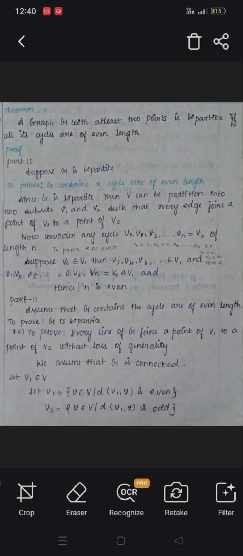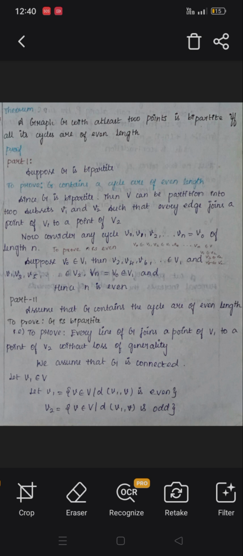To prove G is bipartite, that is, to prove every line of G joins a point of V1 to a point of V2. Without loss of generality, we assume that G is connected. Let V1 belong to V. Let V1 equal the set of V belonging to capital V such that d(V1, V) is even.